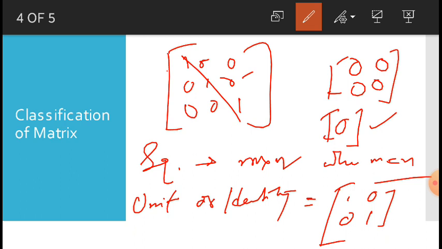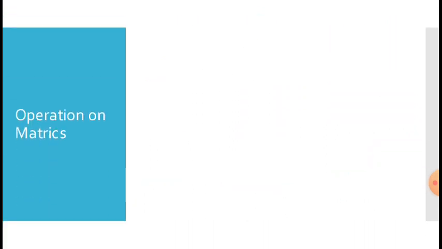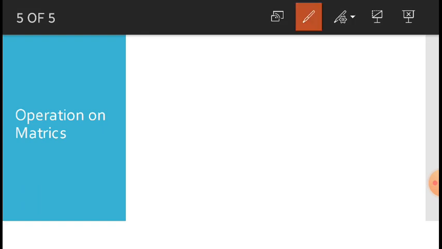Now there are some operations on matrices. Whenever we come across operations, in our mind there is addition, subtraction, multiplication, division, this kind of thing we'll talk about. So first of all, this is addition. Matrix addition is nothing but a usual addition, where each element of the first matrix and each element of the second matrix will be added.